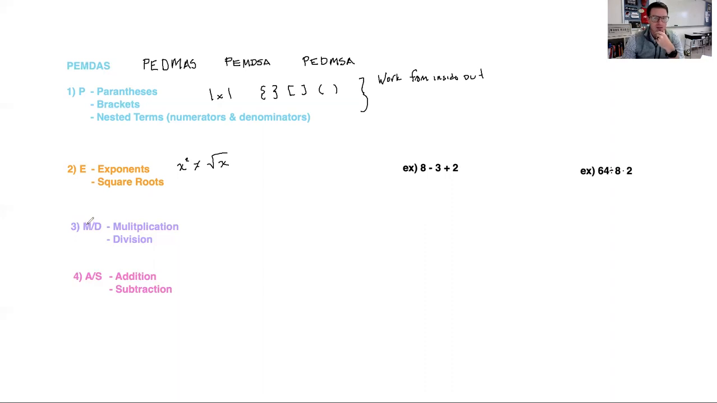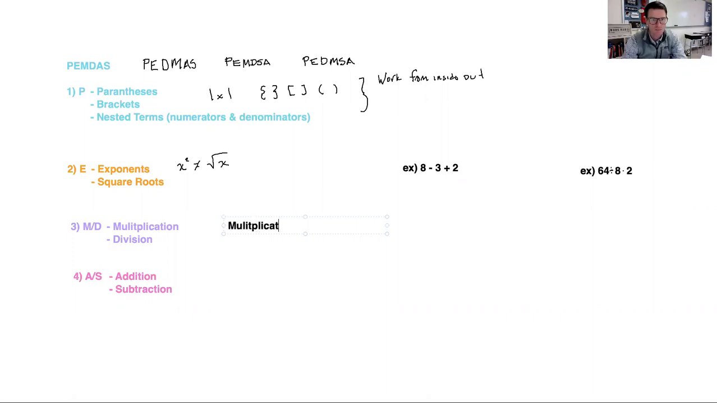This is where we can make some mistakes. So 3 is actually multiplication and division. They are the same step. Multiplication and division are the same step. So let's write that down. I'm going to go to text. I'll stay black.